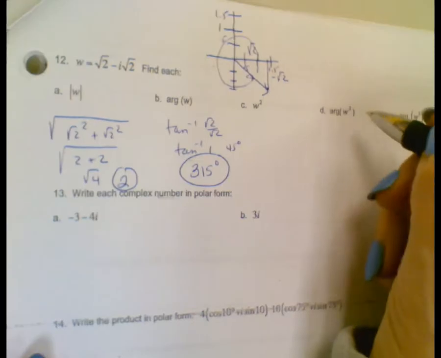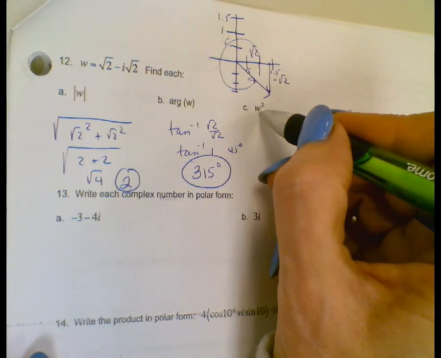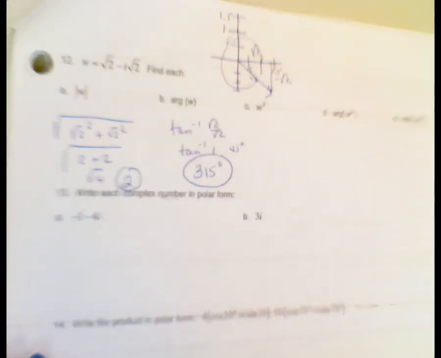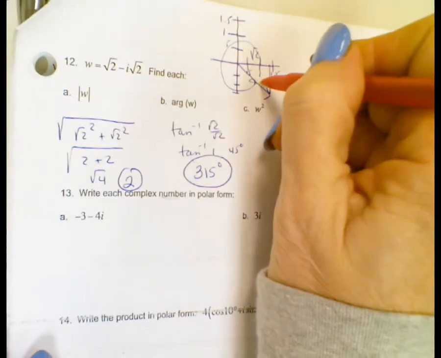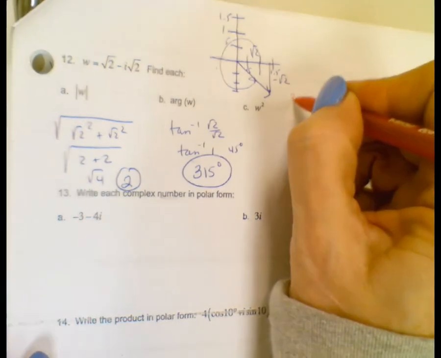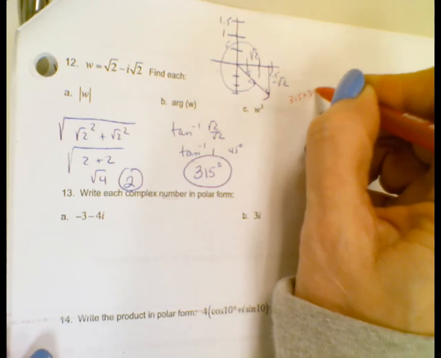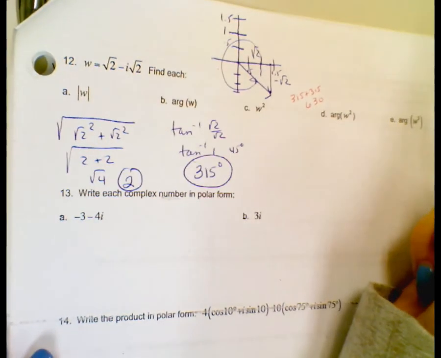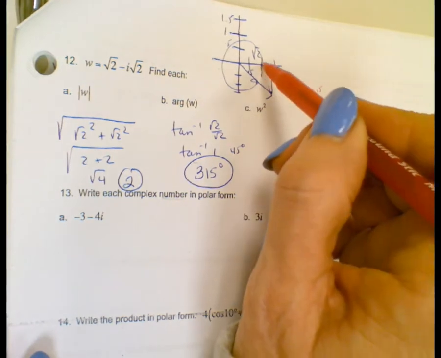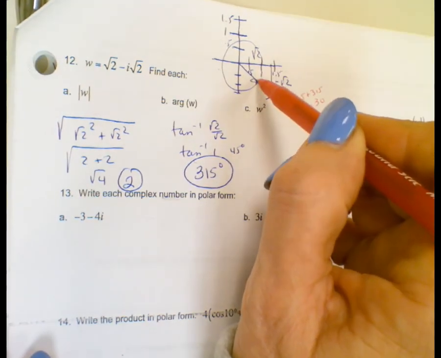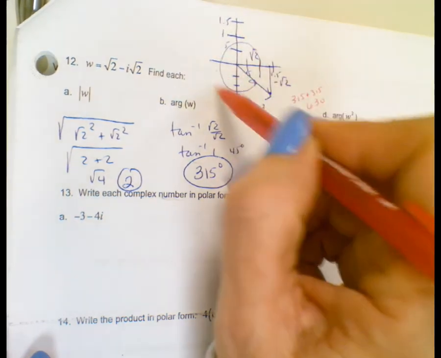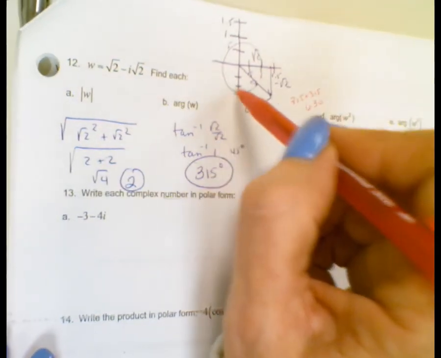So when I ask, what is the arg? Okay, wait a minute, W squared. W squared means you have to multiply these two things. W squared technically means if you added another 315 to this angle, where would you be? So 315 and 315 is 630. Where is 630? Let's see. I think it's easier just to do 630. So this is 360, 450, 540, 630.